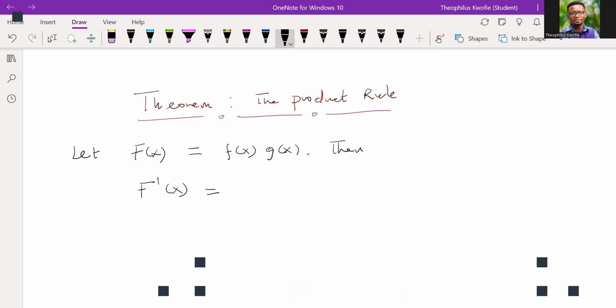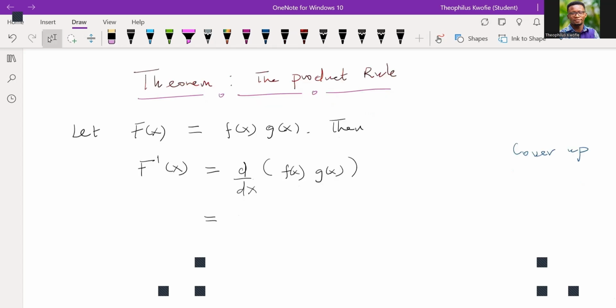I employ a technique that I term the cover up. I have a technique that I use to explain this concept, and I term it cover up. In differentiating this product of two functions, or finding its first derivative, this is what we do. First, let's apply the differential on both sides. Now, I'm going to cover the f. First, I'm going to cover the f of x.